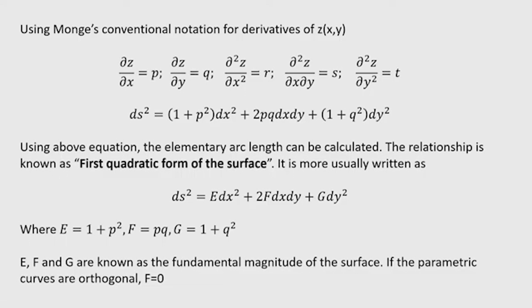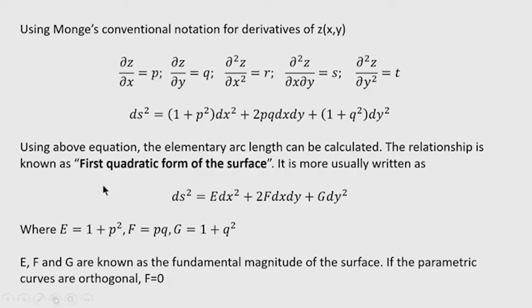The fundamental magnitudes of the surface are E, f and g, and E is related to the slope in the x direction, that is 1 plus p square. F is related to the product of these two slopes, that is slope in the x direction multiplied by slope in the y direction, and g is again related to the slope in the y direction, that is 1 plus q square.